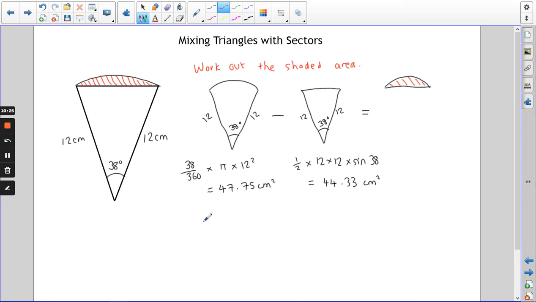So all you've got to do to find the shaded area now is take those two numbers away from each other. So 47.75, take away 44.33, the shaded area is 3.42 centimetres squared. Okay, so that's a little tricky question there, mixing up arcs and sectors work from before Christmas with triangles work that we're doing this week.